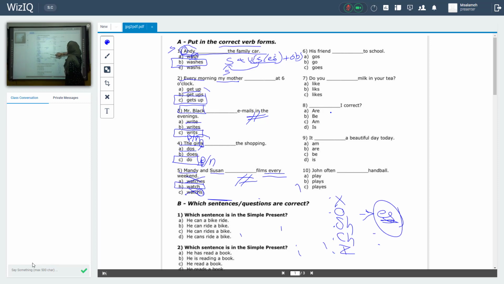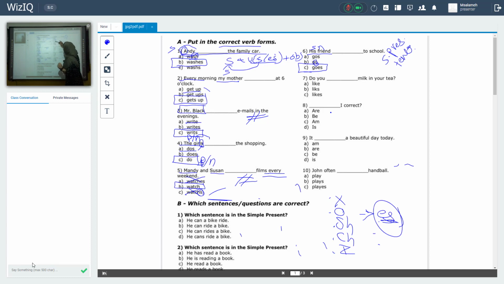Okay. His friend, it's a singular noun. It's a singular subject. Actually, I go to school every day. So it's in the simple present tense. His friend, no, one, so it's singular. So I will add s or es. The verb ends with o, that means I will add es. So goes.